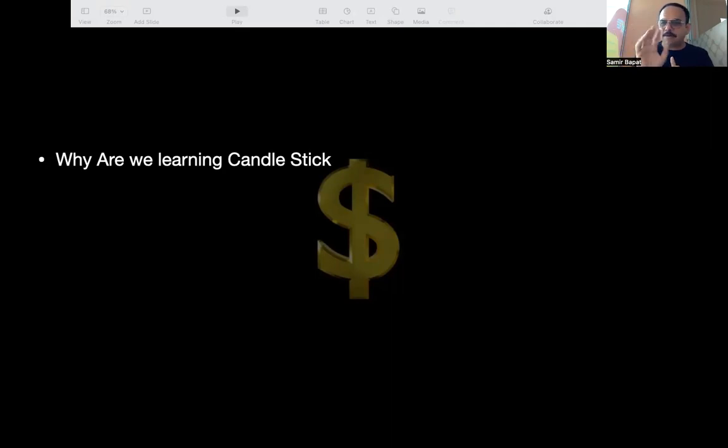Agar gyan mila par paisa nahi mila, agar gyan liya par paisa nahi kama paaye, to gyan vyarth hai in stock market. So translating in English, if we are learning something and if we are not earning because of that learning, then that knowledge is waste as far as stock market is concerned. So two things we have to remember throughout the webinar today. We are learning here so that we will go and practice and earn money.